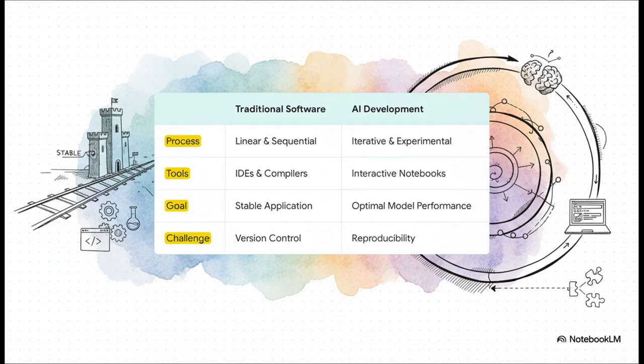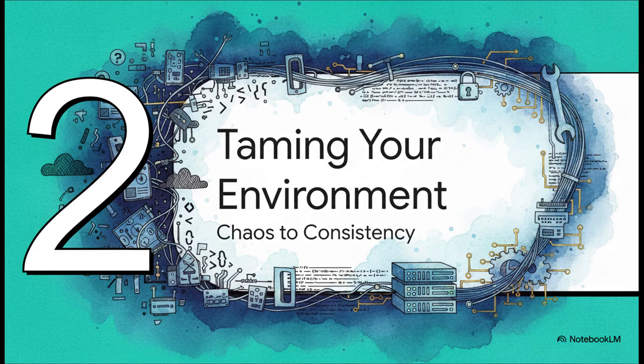The tools are different, too. Data scientists basically live inside interactive tools like Jupyter Notebooks. But here's the crucial part, the challenge. With AI, the #1 challenge isn't just version control for your code, it's reproducibility. Can someone else, or even you, 6 months from now, get the exact same result? That can be a real nightmare. That challenge of reproducibility leads us directly into our next section.